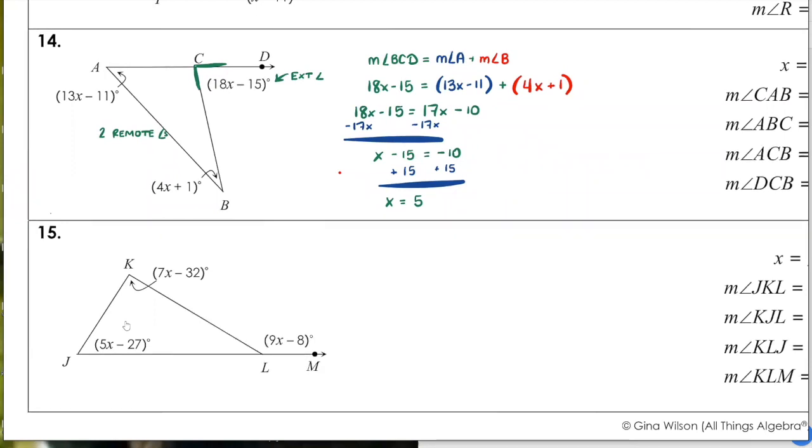Now that we know what x is, we can plug it in. So 18 times 5 minus 15. Anybody got 18 times 5? 90. 90 minus 15. 75.